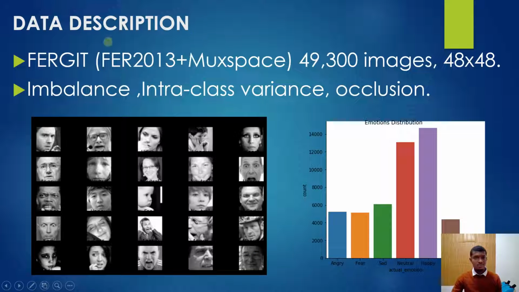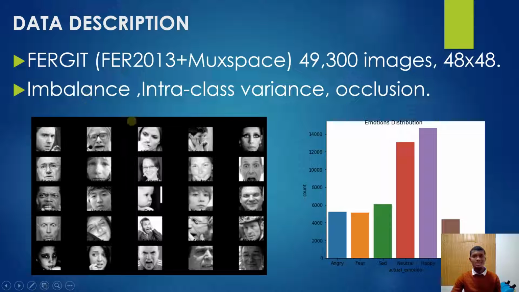So this slide tries to explain the dataset that has been used in this work. It is FERGIT, a combination of Markspace and FER 2013. This dataset is very famous in the FER research field. It has 49,300 images in the shape of 48x48.